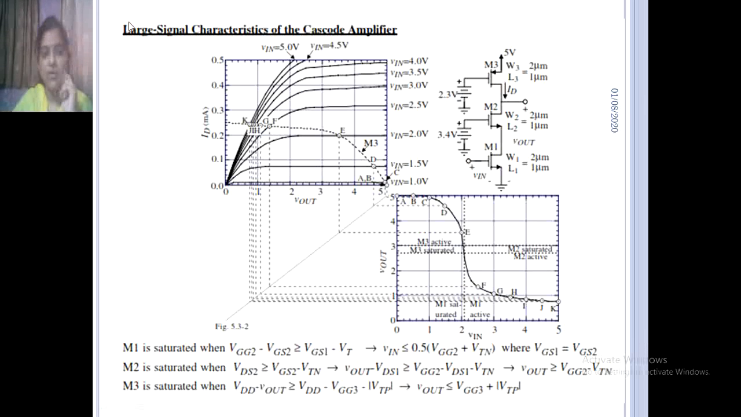So if we plot the large signal characteristics of the cascade amplifier, for this amplifier the width by length ratio is the same, and these are the two PMOS and this one is the NMOS. If we plot ID versus Vout, you will get a graph like this, and we are going to plot according to where the curves intersect. We have given the names A, B, C, D, E, F, G, H.